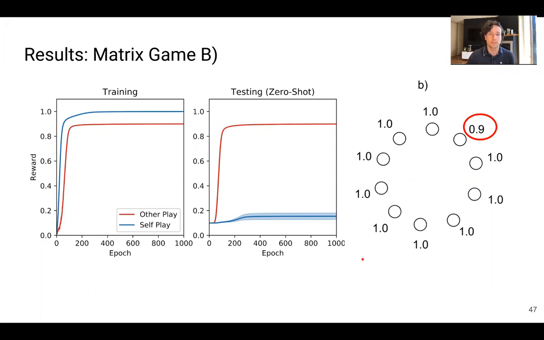What does this do in the simple matrix game? At training time, it looks like self-play is winning, because self-play gets 1.0 points, because these self-play agents can arbitrarily coordinate on one of the 1.0 levers. In contrast, other-play gets 0.9. But now let's look at testing. At test time, other-play gets 0.9 points in expectation when paired with an independent seed. And self-play completely fails to coordinate and gets around 0.11 points in expectation.